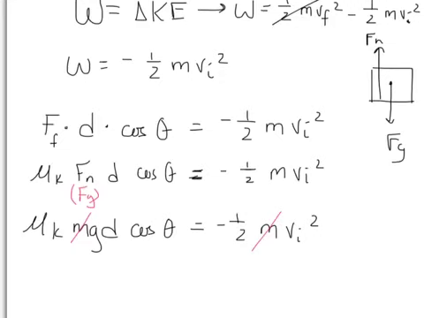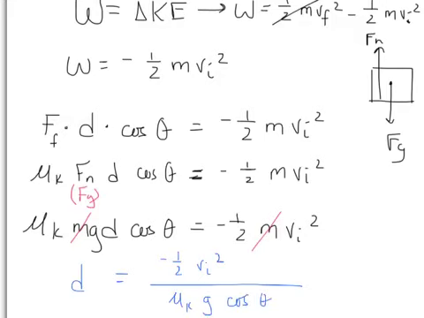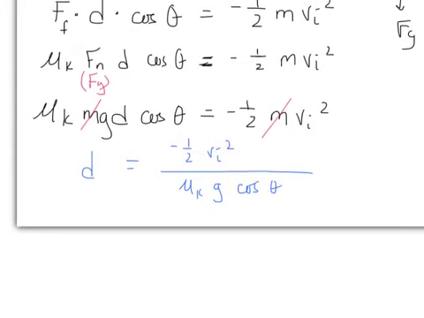So solving for d, just move everything over to the other side. You just divide by mu k g cosine theta. Don't forget the g. I'll move it up so you can see better. Divide by that whole term to get d by itself. And you could move around the negative 1/2 and put the 2 in the bottom, and that's fine, but I'm just going to leave it for the sake of simplicity.